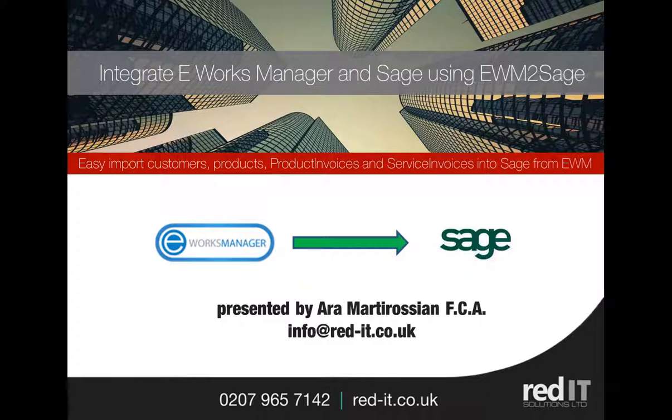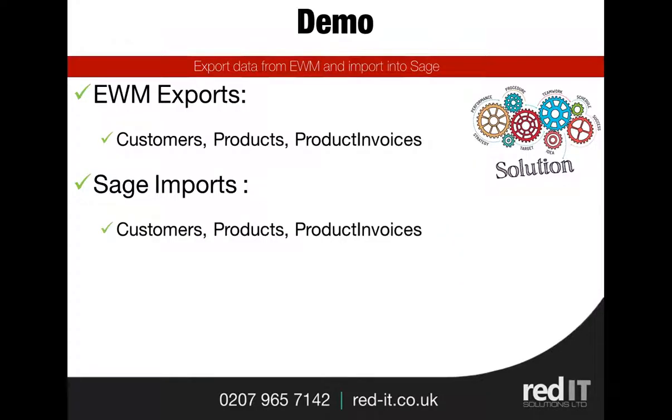My name is Ara Martirossian and I'm going to show you how to import data from eWorks Manager into Sage 50. The type of data that you can import are customers, products, product invoices and service invoices. So for the demo, what I'm going to focus on is product invoices. I'm just going to export some from eWorks Manager and import them into Sage. So let's go and do that now.